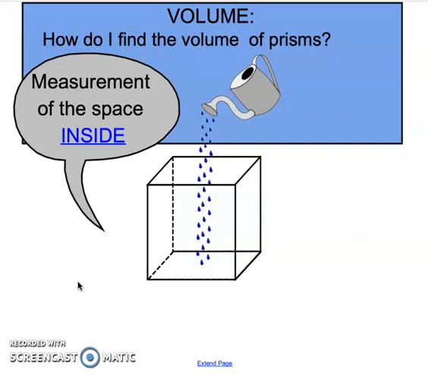In the last video, Mr. Eberhardt reminded you what a prism was and talked about finding the surface area, which is the area along the outside of the shape. He talked about it as being the amount of wrapping paper it would take to cover the shape. So today we're going to talk about volume, which is the space inside of the shape.